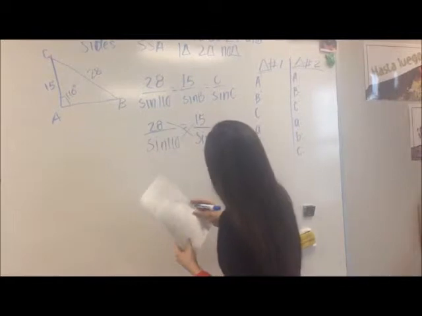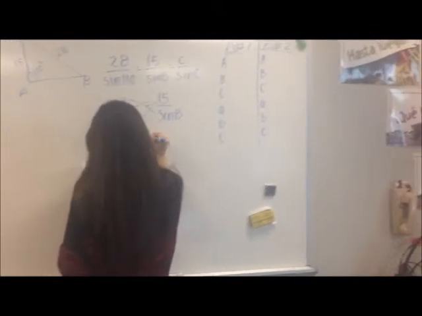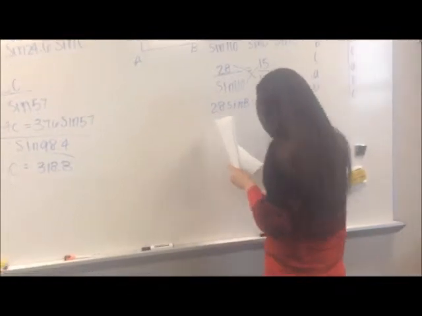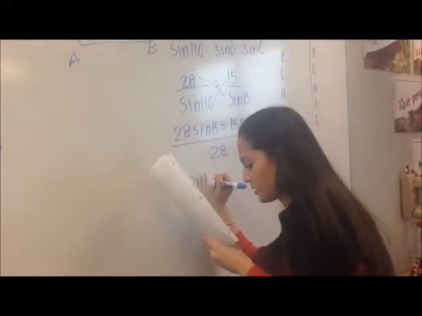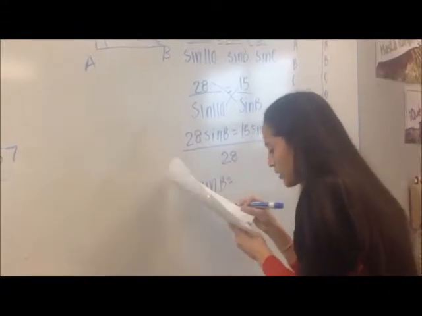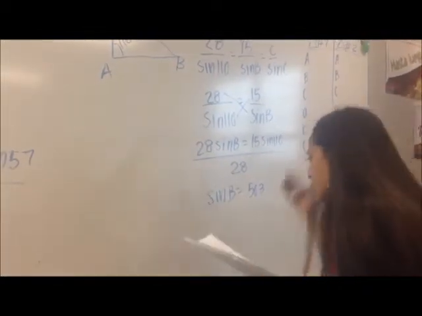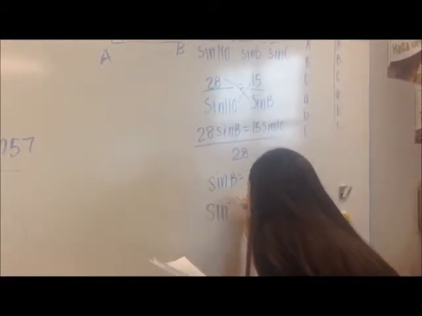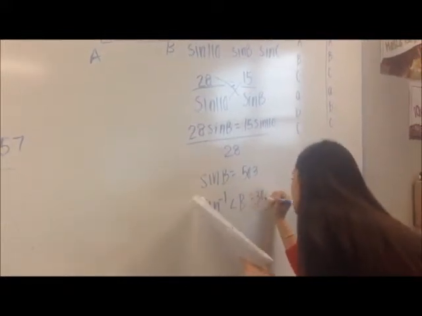We're going to cross multiply. It's going to be 28 sine of b equal to 15 sine of 110. We're going to divide by 28. And then your sine of b will equal 0.503 continuing. And then you go on the calculator and press the second button and sine, which will give you the inverse of sine, and it will be equal to 30.2.